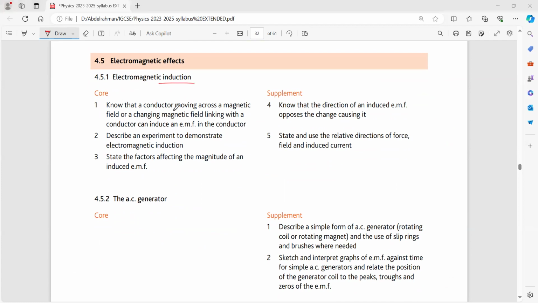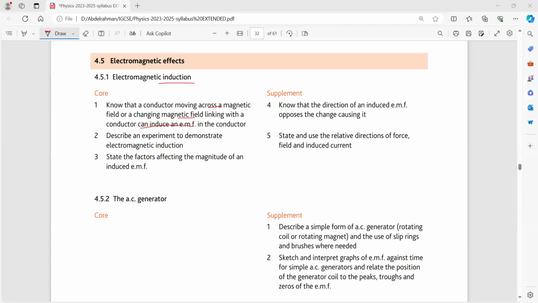A conductor moving across a magnetic field or a changing magnetic field linking a conductor can induce an EMF. Again, a conductor moving across a magnetic field or a changing magnetic field could induce an EMF. How could it induce an EMF?